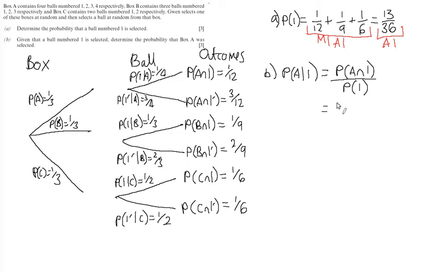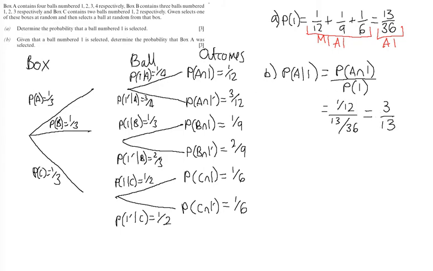So I'll put these values into my formula. So probability of A intersect 1 is 1/12. This is then over the probability of actually picking a 1, which is 13/36. And when we work that through, we get an answer of 3/13. And it's always best to leave these as fractions, like this one up here, because they are exact representations of the probabilities.